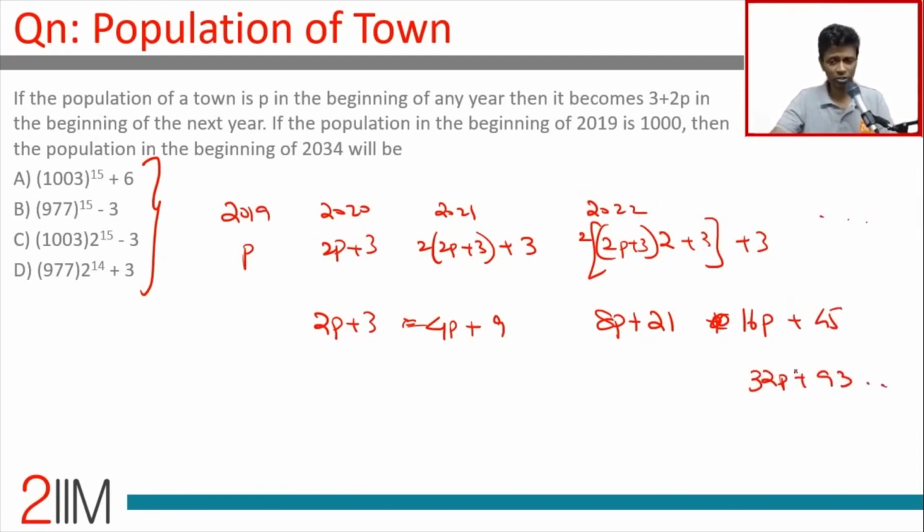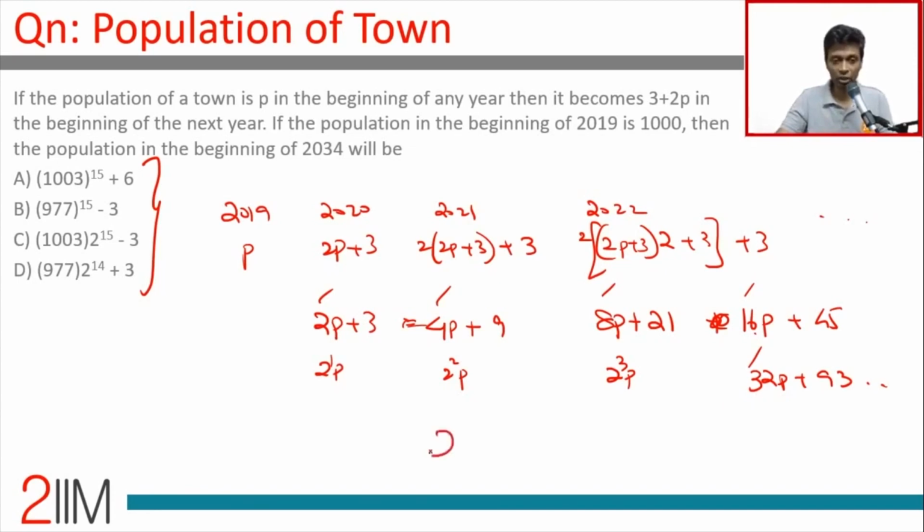Fine, so it's a nice interesting question. The first pattern we notice is this goes as 2P, 4P, 8P, 16P, 32P. That part is simple. So this is going to be 2 power 1 into P, 2 square into P, 2 cube into P, 2 power 4 into P, 2 power 5 into P, and so on. From 2019 to 2034, there are 15 years, 15 jumps.